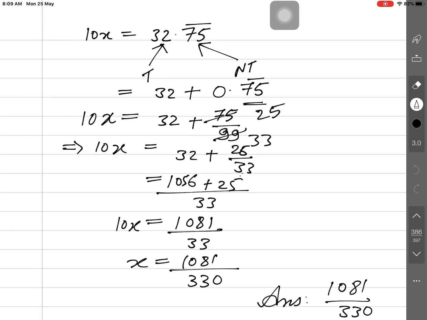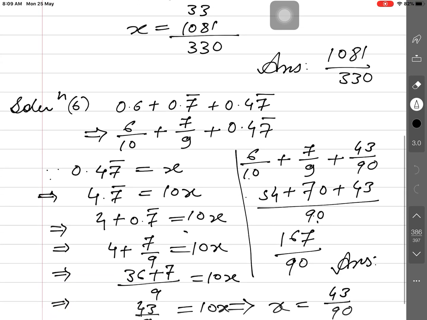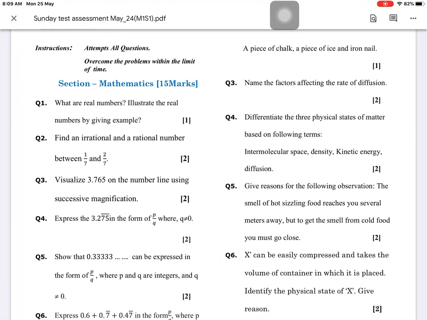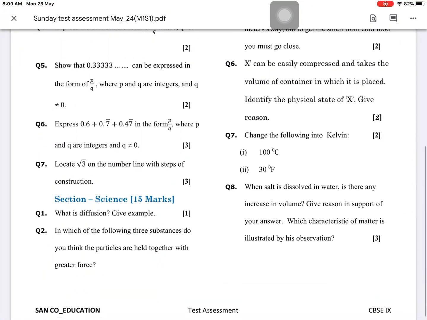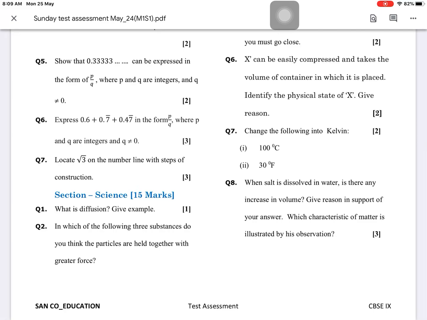You well understood here? Okay. Now, next is, so 7 questions we have to attempt here within 20 to 30 minutes. Okay, very fast. Solving the problem is not the concern, but overcoming them within the limit of time is very important.